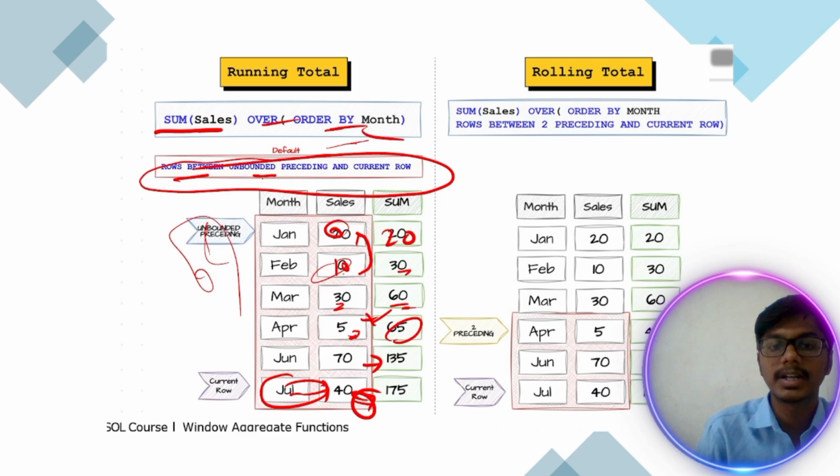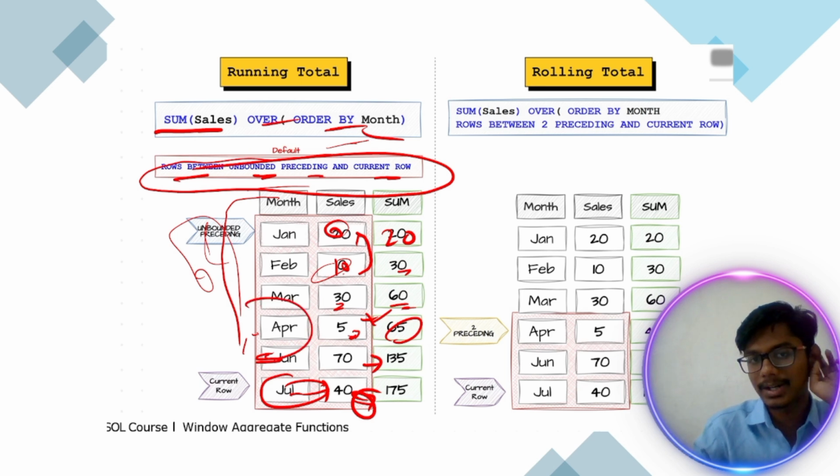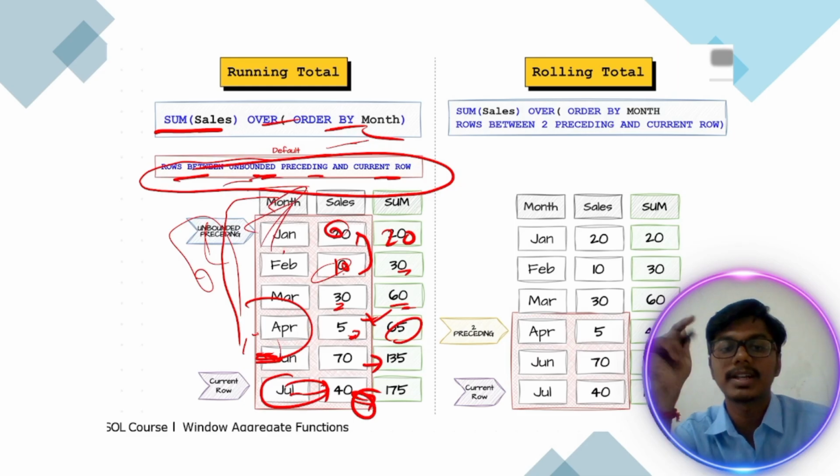Rows between unbounded preceding and the current row. What does it mean? It means we are going to do the sum of the present row and the previous rows. Current row is nothing but the current row. Unbounded preceding means all the previous rows. That is the default for the running total.